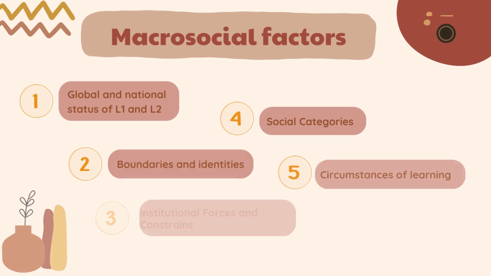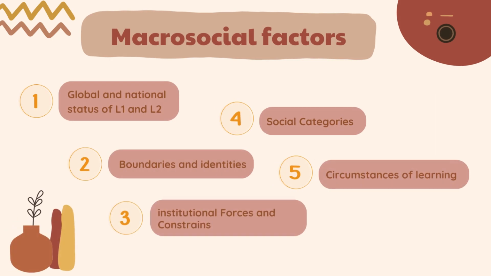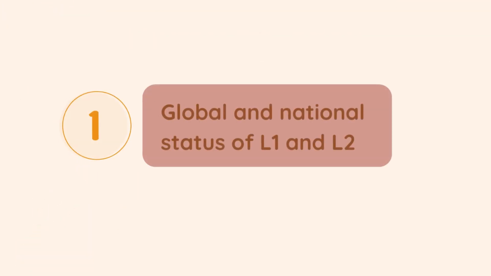Well, then the macrosocial factors we will consider are at several levels in the ecological context of second language acquisition. First, global and national status of first language and second language. Second, boundaries and identities. Third, institutional forces and constraints. Fourth, social categories. And fifth, circumstance of learning.